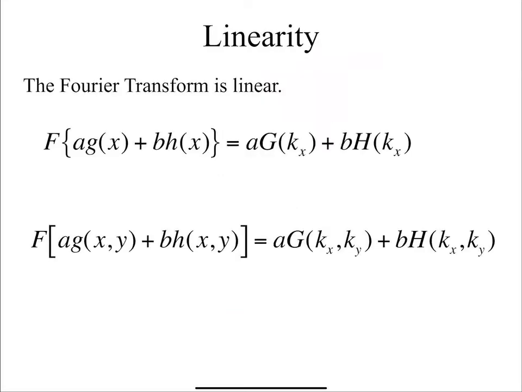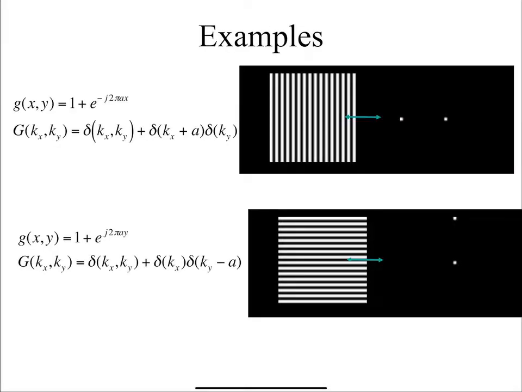Another thing that will come in useful is that the Fourier transform is linear, which just means if I have a times g of x plus b times h of x, I can write the Fourier transform as the sum of those Fourier transforms multiplied by the scalar values. Linearity is always good. Let's do one example of that: 1 plus e to the minus j 2 pi a x. The 1 goes to my delta function of kx, ky, and this one is implicitly multiplied by 1, so it gives me this delta function. So here we're showing that if you have two things added together, you can take the Fourier transform of the added things, or the addition of the Fourier transforms.